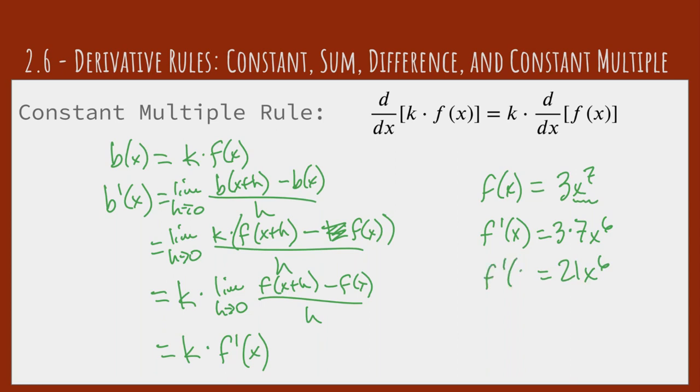All right, so this constant multiple rule allows us to take the derivative of any term in a polynomial using the process that I just used here. And then the sum and difference rule is going to allow us to take the derivative of separate terms in a polynomial to take the derivative of an entire polynomial.